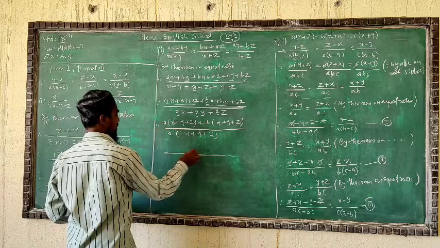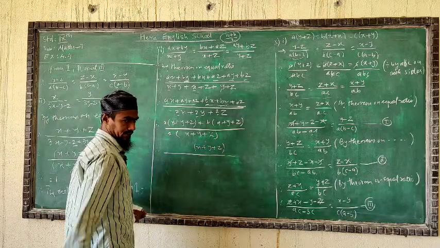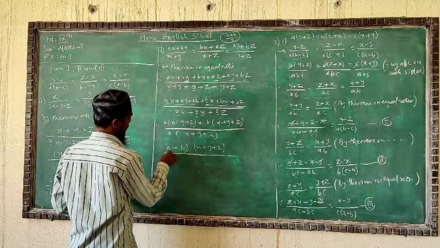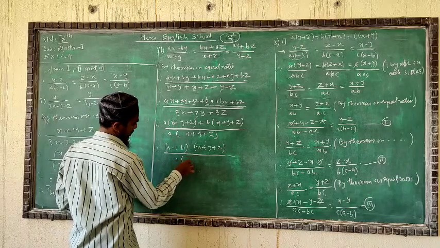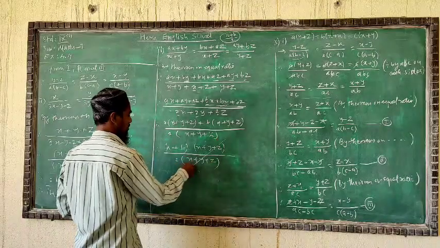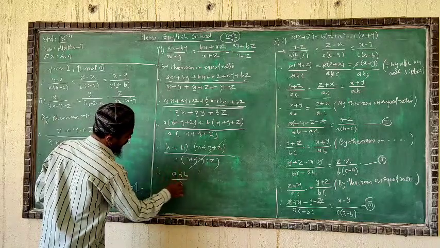So we will take x plus y plus z directly as common, and a plus b will be in the other bracket. Downside it is 2 and x plus y plus z. These two things are the same, so they will be cancelled. You will get a plus b upon 2 in the numerator.